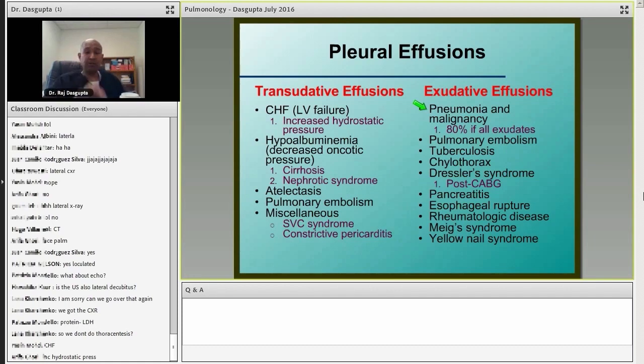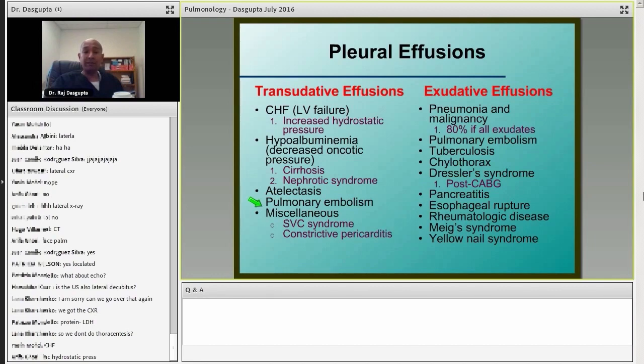But do me a favor, class. If you wouldn't mind writing in your notes that two of my favorite causes of transudates are, number 1, atelectasis, so remember that, and number 2, pulmonary embolism. Those are also going to be causes of transudative fluid, right after all those Starling's forces.